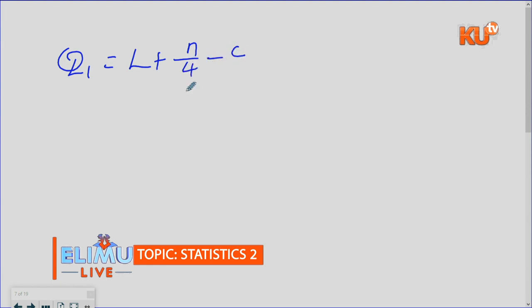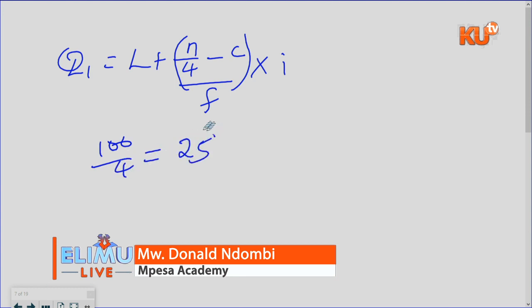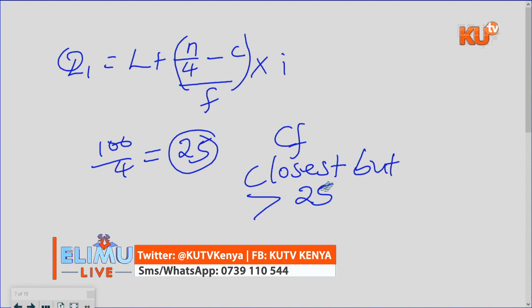For Q1, the formula is Q1 equals L plus, now instead of N over 2, we shall have N over 4, minus C, divided by F, then put brackets and multiply by I. Now if we go back to our table, we can easily get our quartile class. We take 100 over 4, that will give us 25. So we look for the CF which is closest but greater than 25.